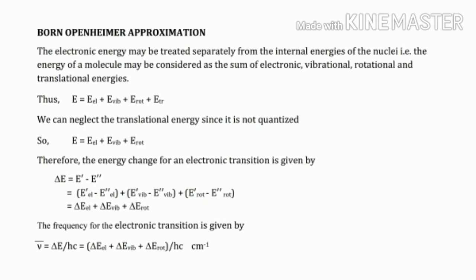The frequency of the electronic transition is given by the Born-Oppenheimer condition: ν̄ = ΔE/hc, which can be written as ν̄ = (ΔE_el + ΔE_vib + ΔE_rot)/hc, in centimeter inverse. So this equation shows how an electronic transition possesses vibrational and rotational fine structure.